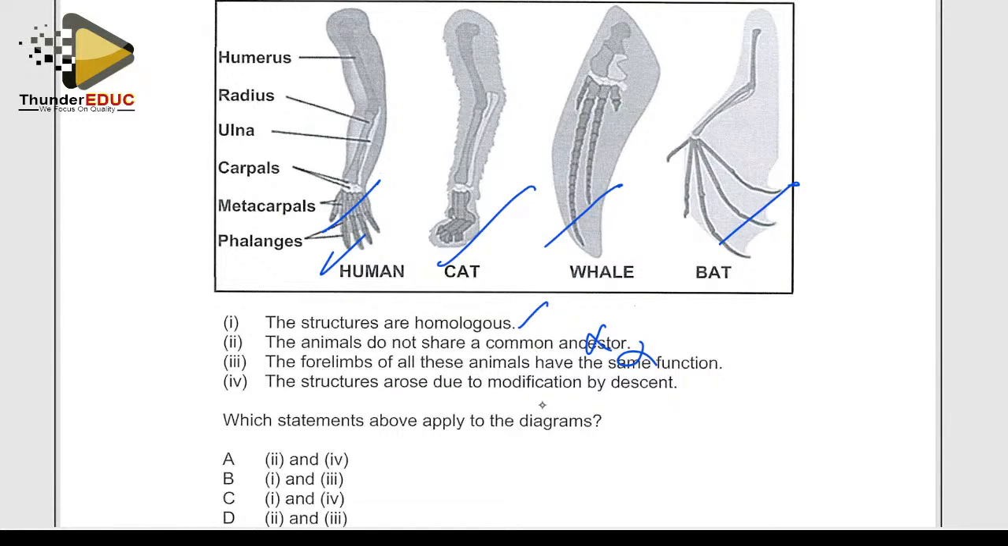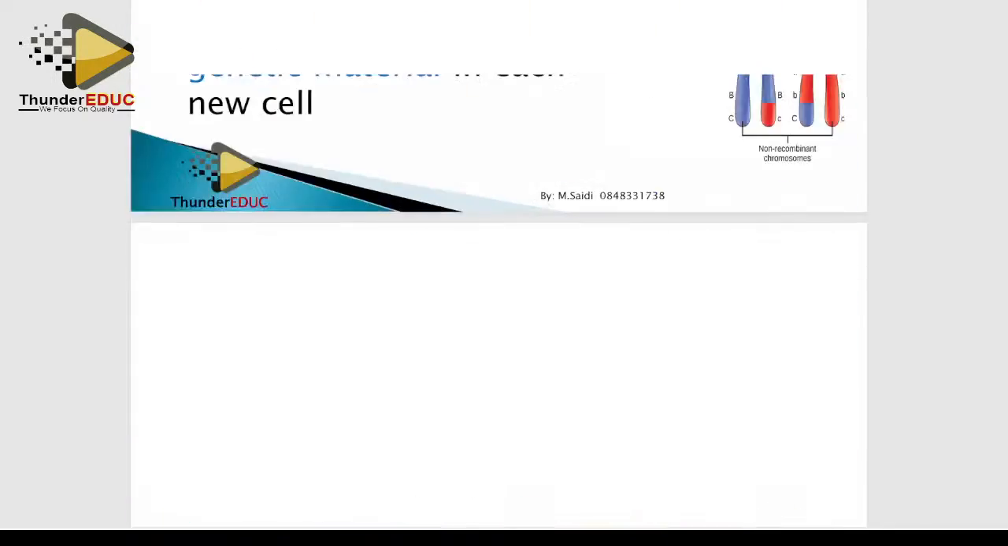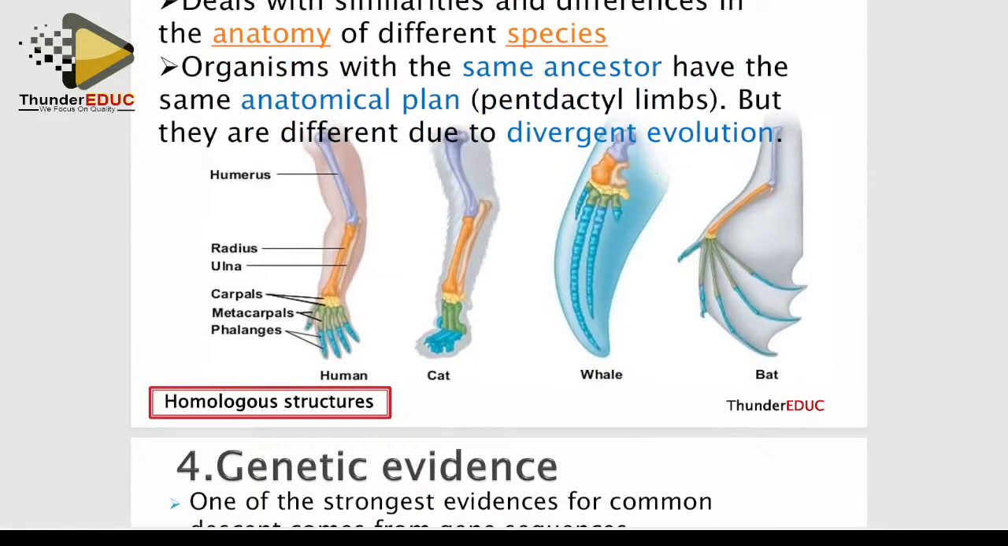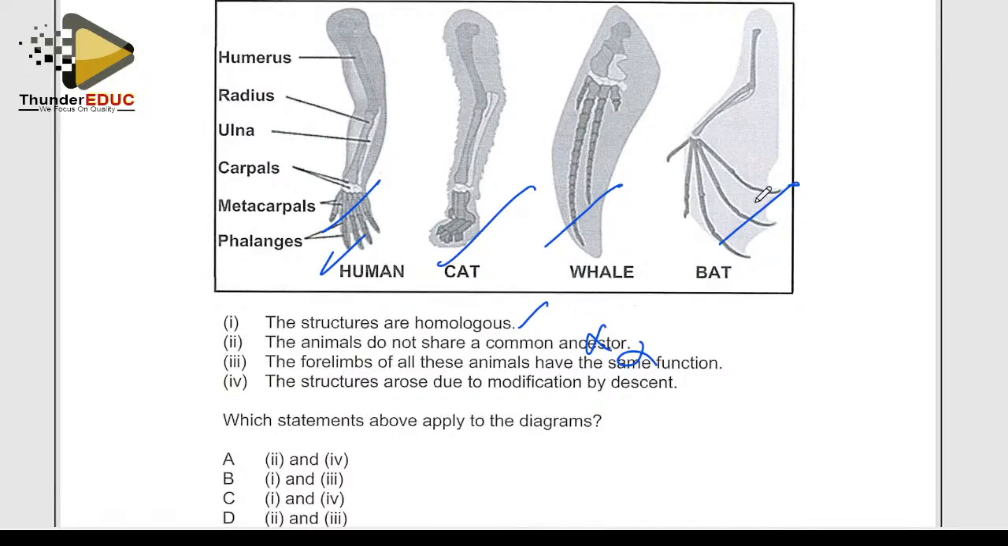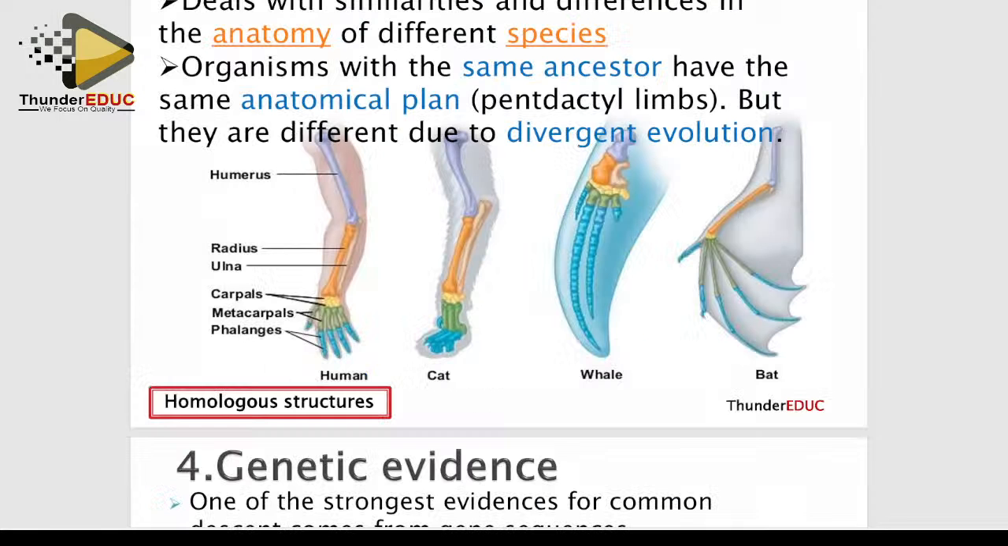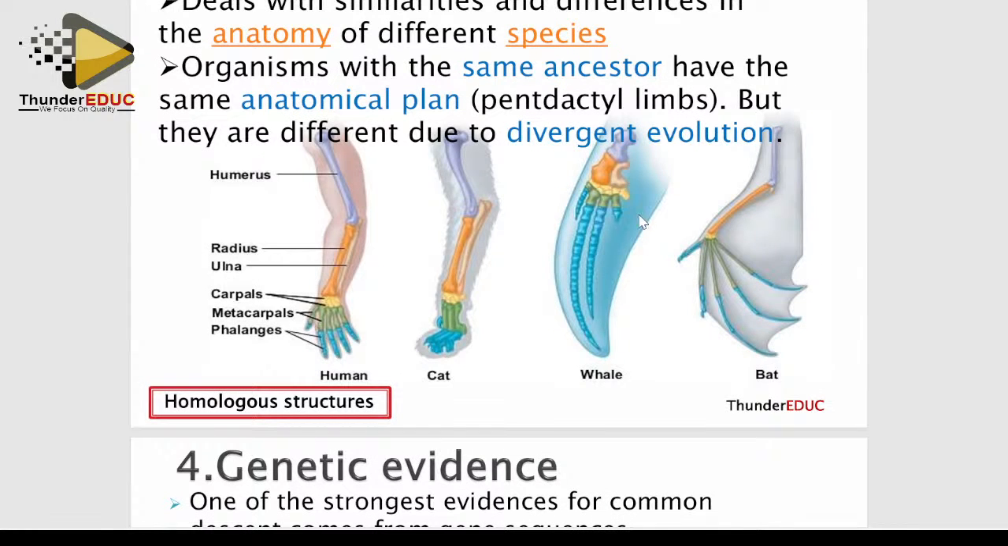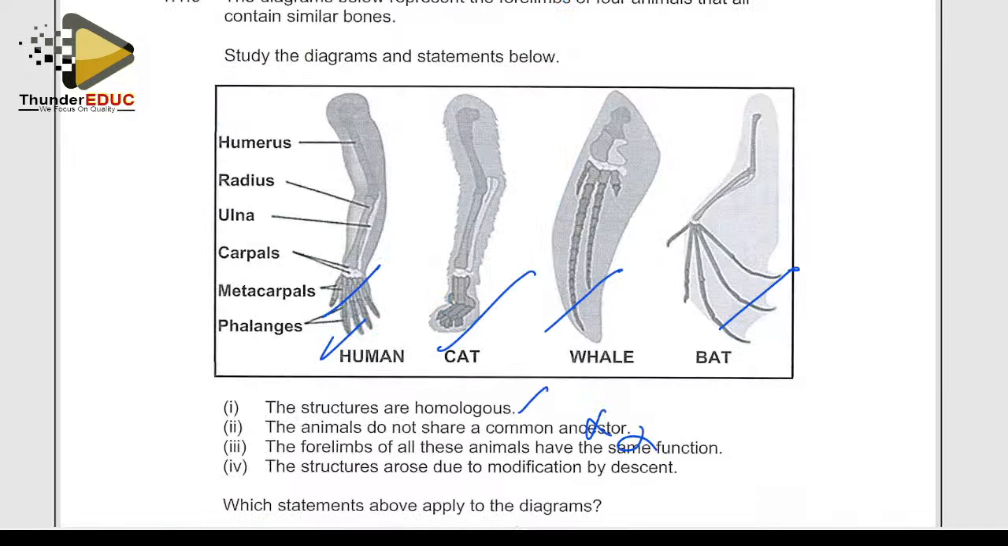Structure arose due to modification by descent. That's exactly. If you check there, let me show you what I'm saying. Maybe you don't understand what I'm saying here. This is what I'm saying from our distinction material book. That's exactly the same as that diagram. You see, they brought human, cat, whale, and bat. I told you, read the distinction material book. Distinction is guaranteed. All right, let's continue.